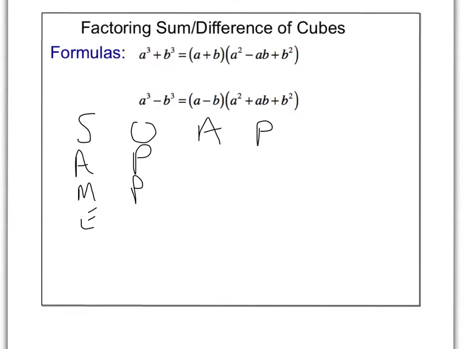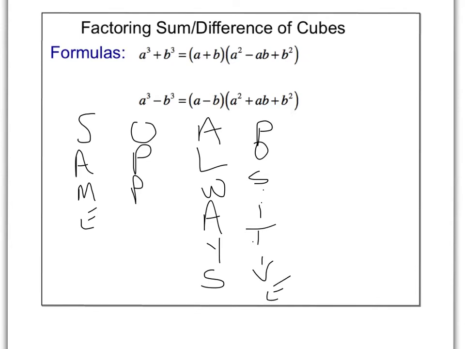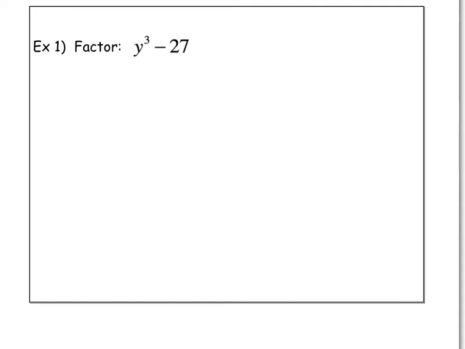Now, the A is always. So A stands for always. And then the P is positive. Okay, so what that means is the last sign in the factored form, or the trinomial in this expression, is always positive. In both cases, notice plus here, plus here. So we have same, opposite, always positive. And then, of course, you have to know the two formulas. This is pretty straightforward, but let's just go through a couple examples.